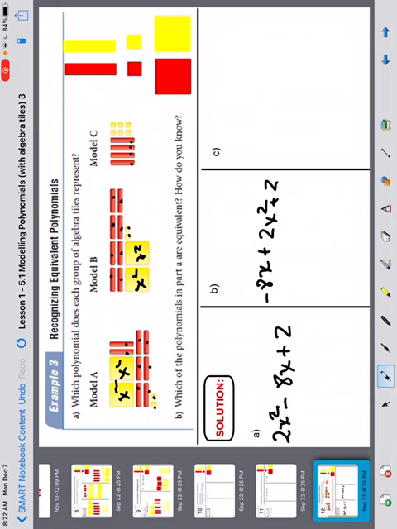Last example, these are my x's. I have 4, they're red, so negative, and these are constant terms. I have 6, and they're yellow, so they're positive.